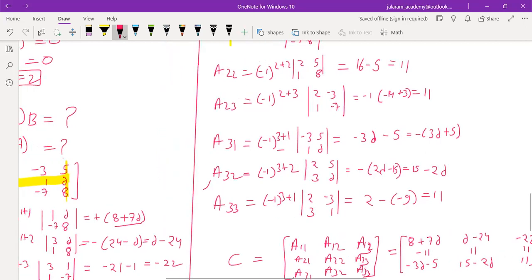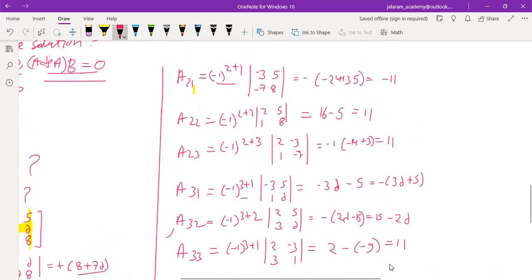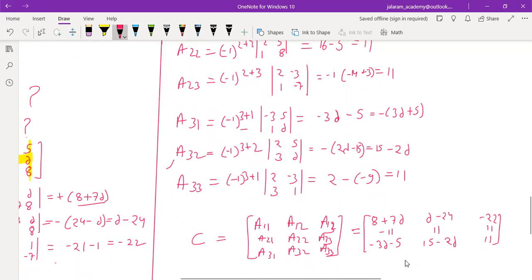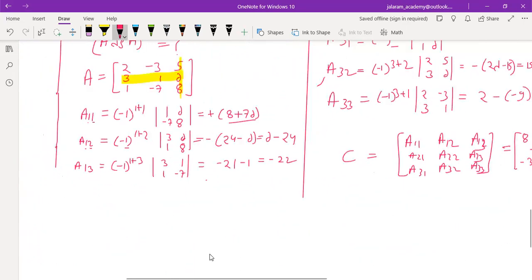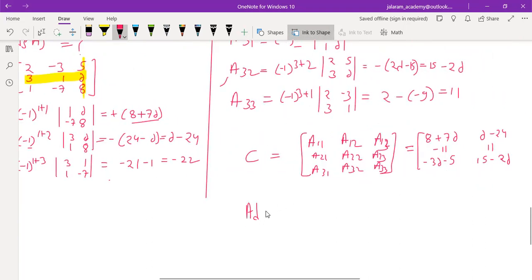So check once that we have copied all correctly: 8 plus 7 delta, delta minus 24, minus 22; minus 11, 11, 11; then minus 3 delta minus 5, 15 minus 2 delta and 11. Okay. Now we find the product. First we find the adjoint of A. This is C only, and the adjoint of A will be given by C transpose, meaning the first column, 8 plus 7 delta, minus 11, minus 3 delta minus 5, becomes the first row.